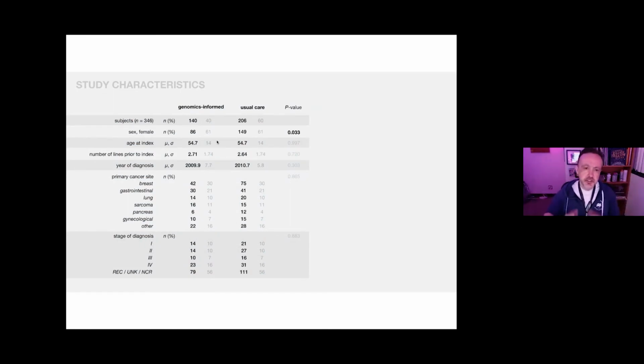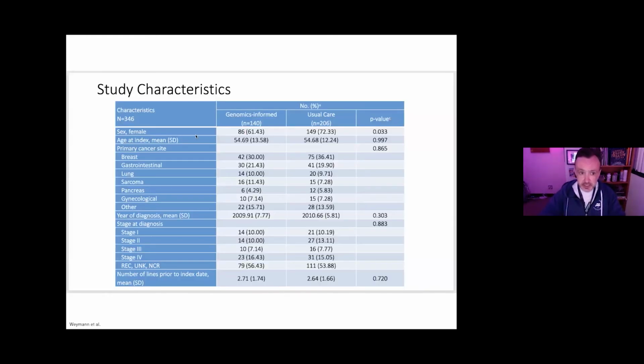No lines ever. Just use space to identify groups, to identify columns. So there is genomics informed and usual care, and here is the value you want to be looking at, and then the gray value is the percent or the standard deviation or whatever. I have a separate column for the units or the quantities that are being shown, as opposed to here, where that's being shown in brackets, and then the number and percent is shown here with some kind of an alpha.